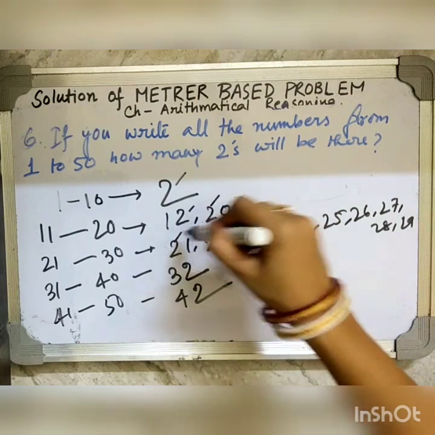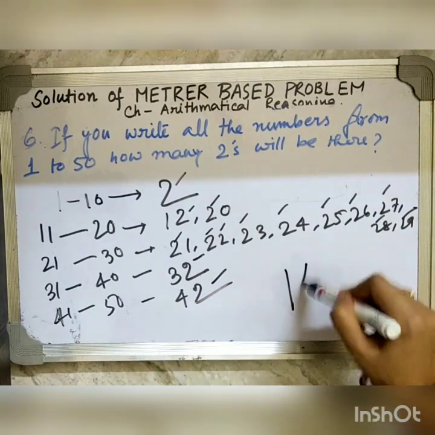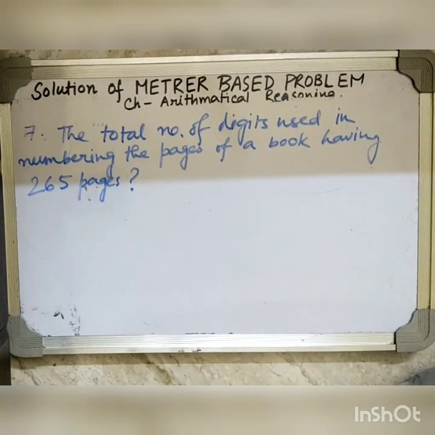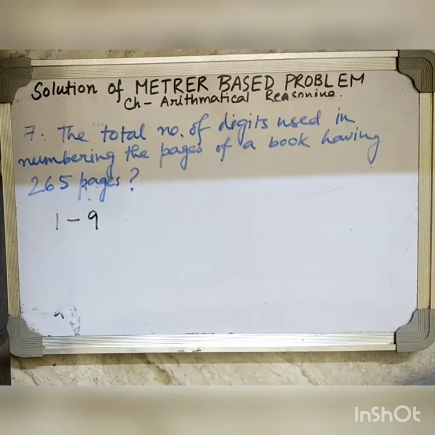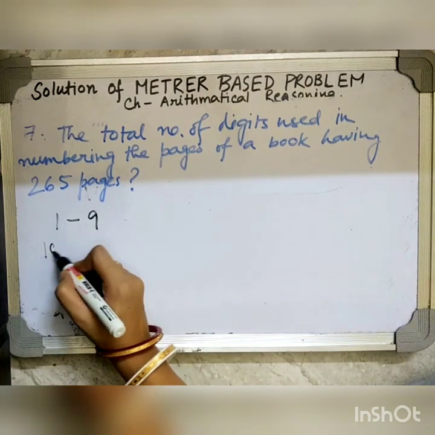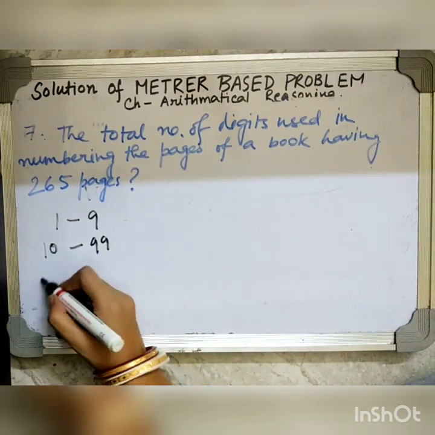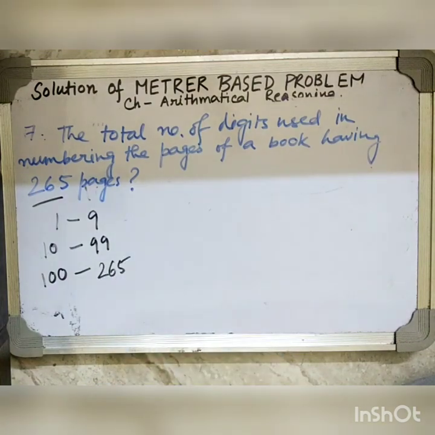1, 2, 3, 4, 5, 6, 7, 8, 9, 10, 11, 12, 13, 14 and 15. So total number of 2's is 15. Okay. Now let's come to the next question. So in question number 7 it is written, you have to find the total number of digits which are used in numbering the pages of a book having 265 pages. Okay. Now the 1-digit numbers are 1 to 9. The 2-digit numbers start from 10 and finish at 99. The 3-digit numbers start from 100 and, as there are 265 pages, finish at 265.